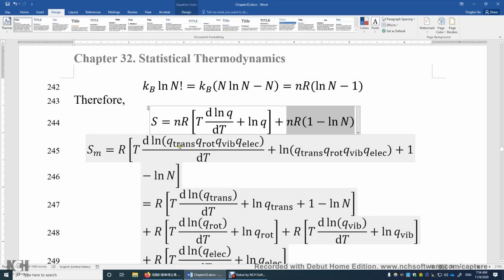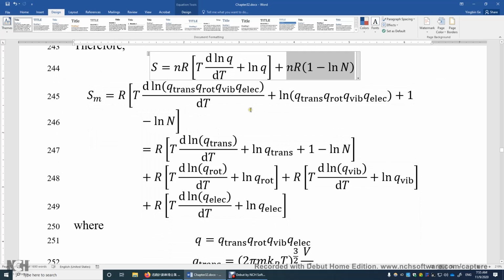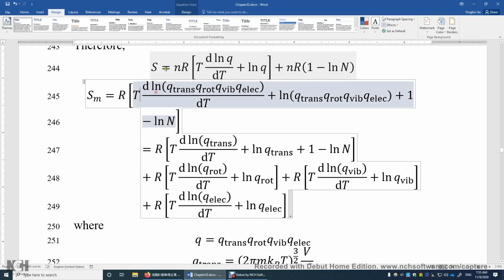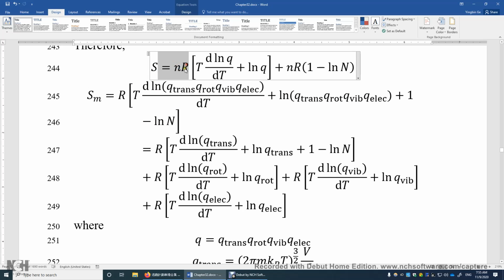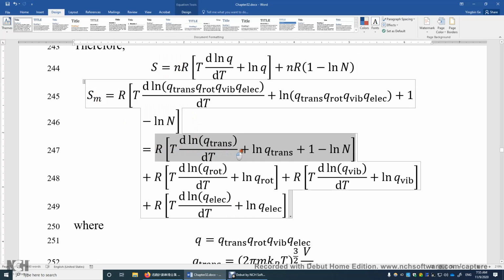And then this Q is a product of the translational partition function, rotational partition function, vibrational partition function, and electronic partition function. So I just replace the Q with this product. And then I'm going to separate the translational entropy from the rotational entropy, from the vibrational entropy, from the electronic entropy. Oh, by the way, from here to here, I also divided both sides by the number of moles. So we're looking at the molar entropy here. And now I'm going to show you the molar translational entropy. So this part is the molar translational entropy. Look at the correction here. You have 1 minus ln n.